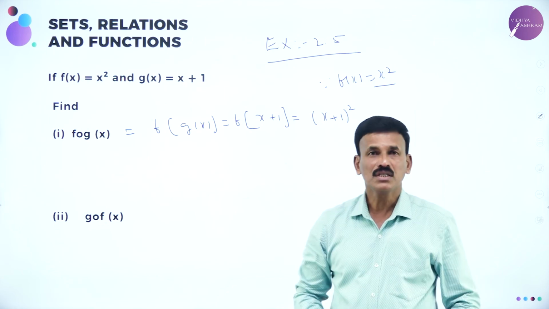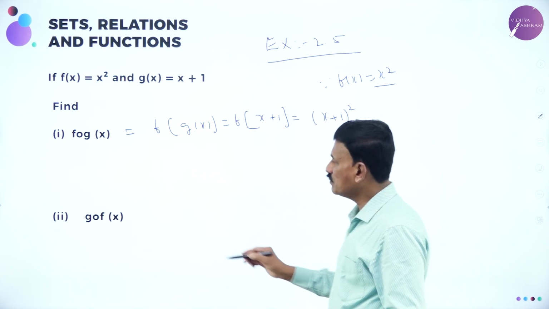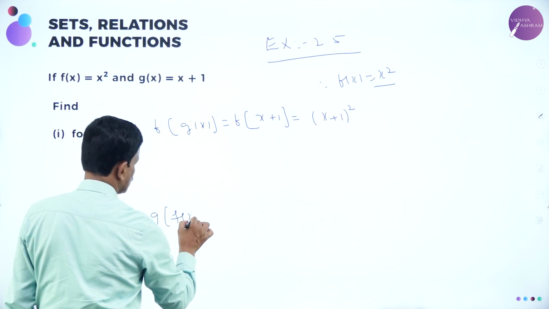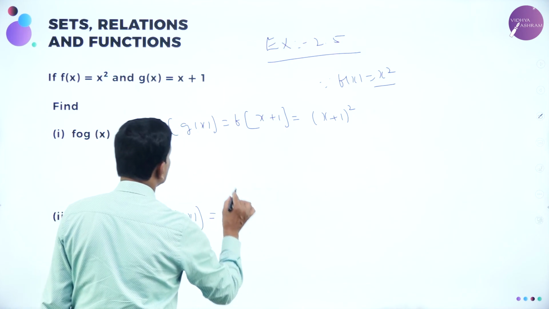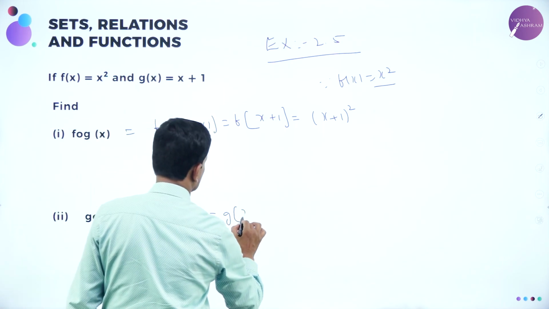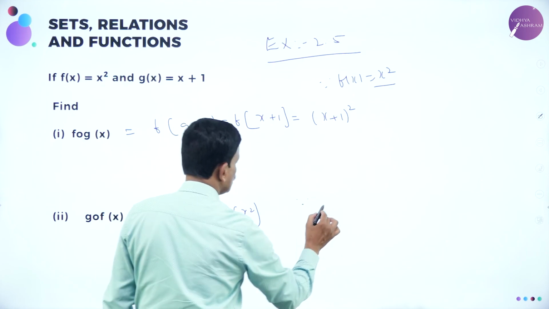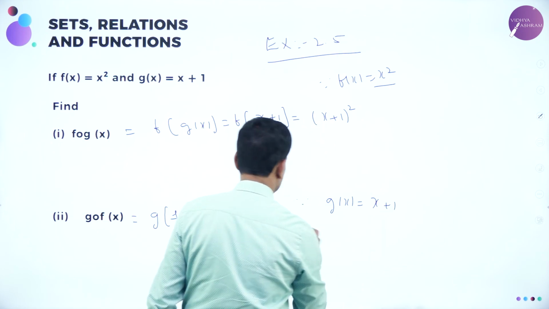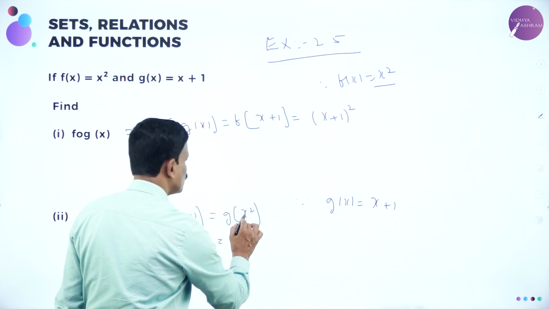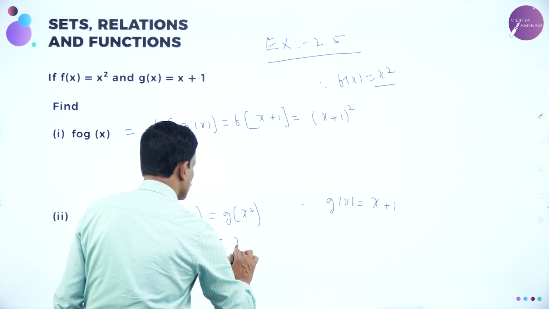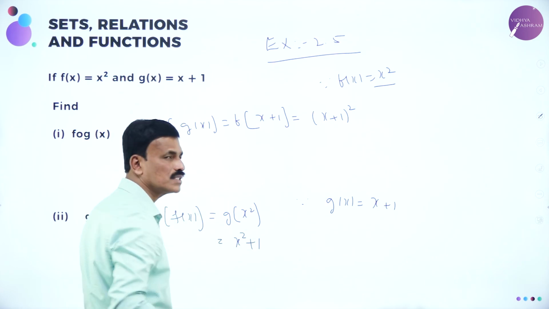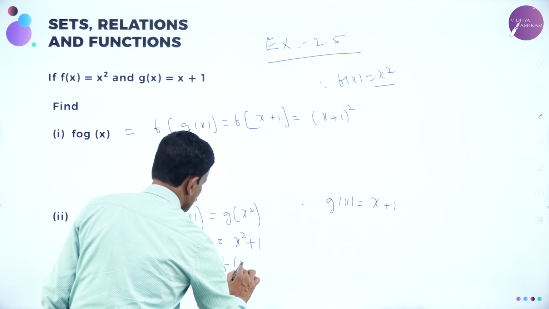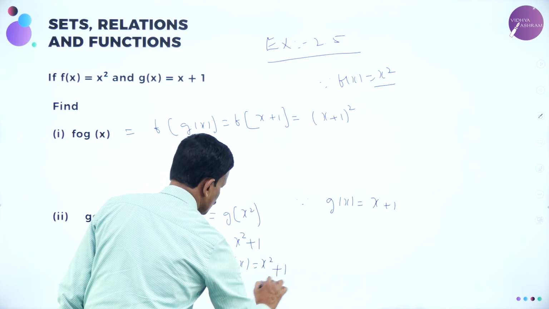That's it. Now the second one is g naught f of x. So g of f of x is equal to g of, what is f of x? F of x is x square. Since we know g of x is equal to x plus 1, g of x square can be written as, just replace x by x square. So x square plus 1. So g naught f of x is equal to x square plus 1.